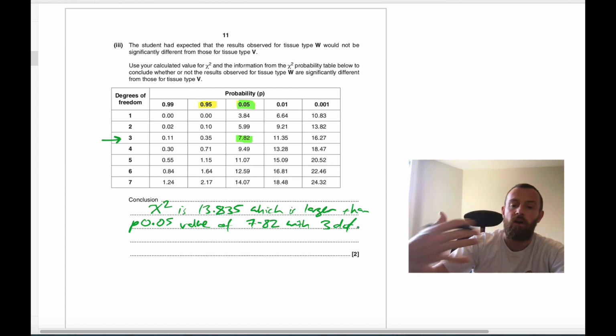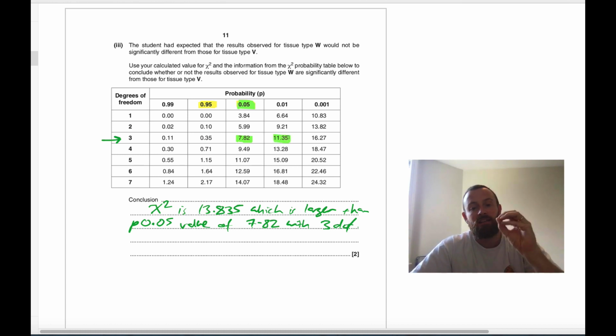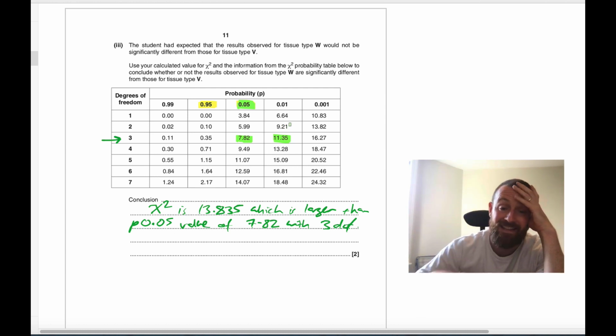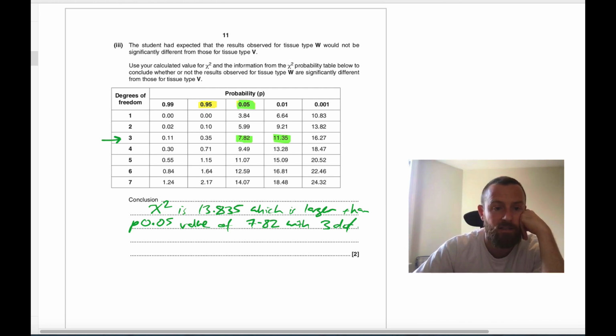If you wanted to go further, you could say that because the calculated value is bigger than that, there is only a probability of 0.01 that this is just due to random chance. So our calculated value is actually somewhere in the middle of these two values.